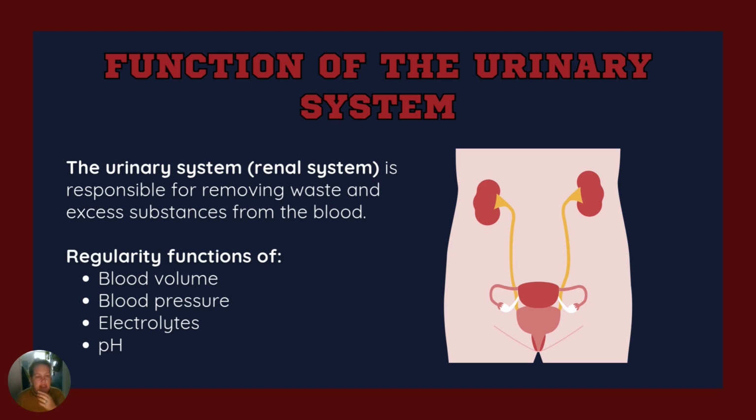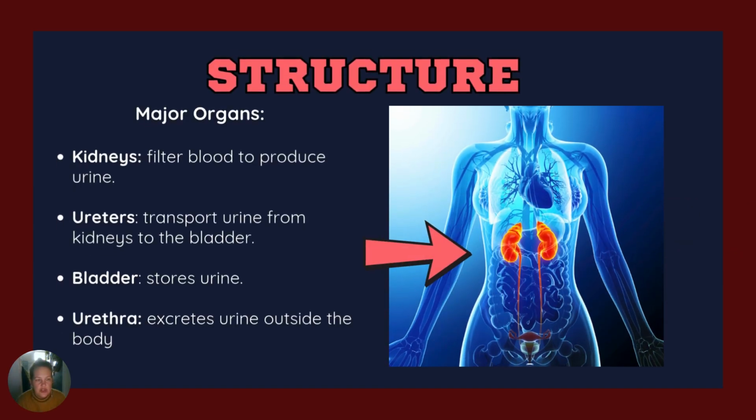But if something starts going slightly wrong with the urinary system, it tends to show up in really subtle ways. And it's not until it's been going on for a long time that actually everything starts to fail. The major organs include the kidneys, the urethra, the bladder, and the ureters. So let's have a look at the structures.